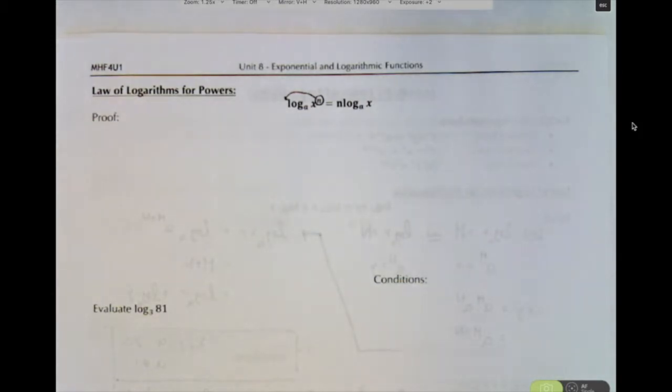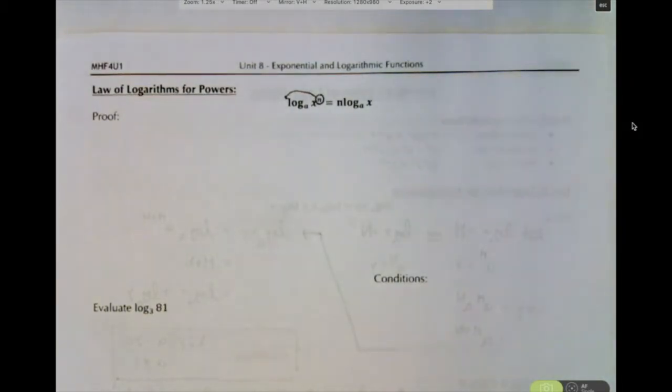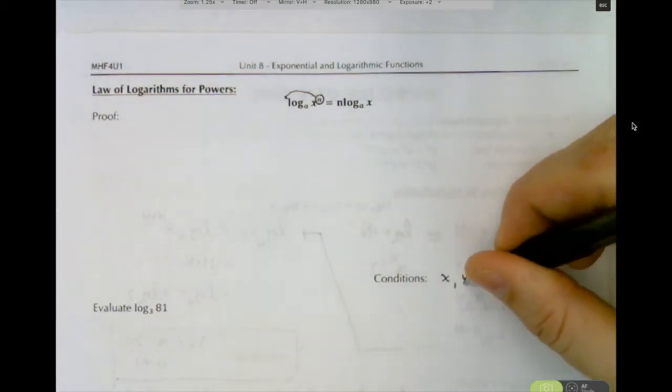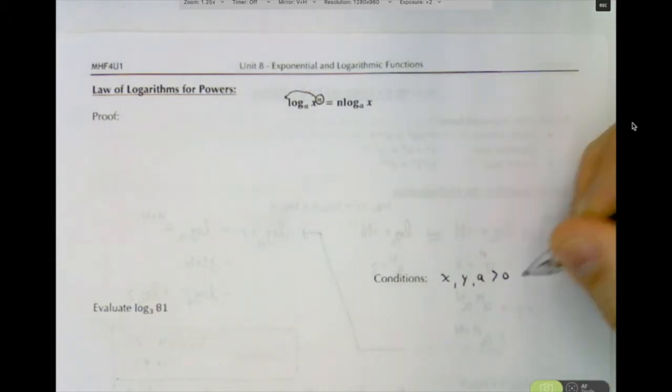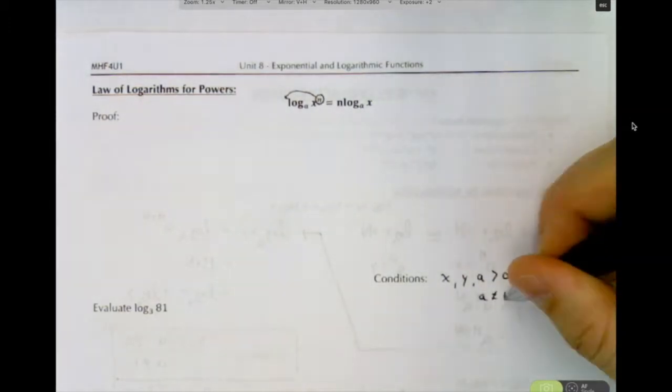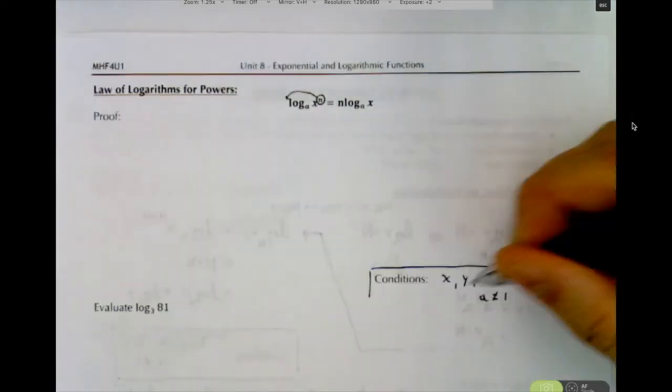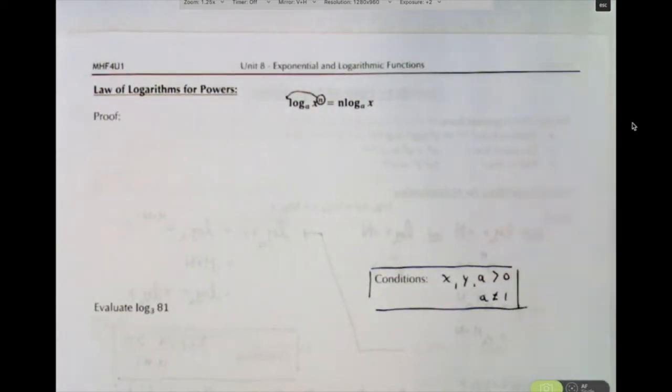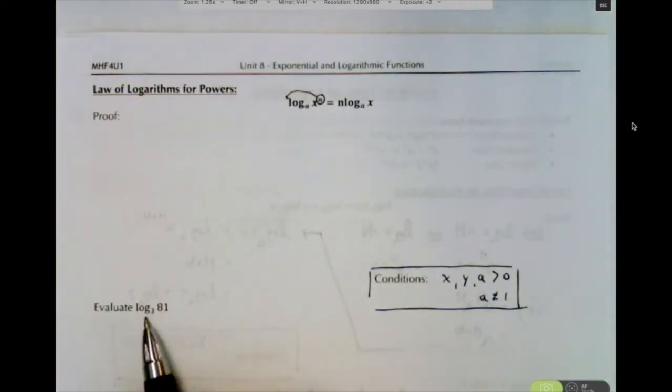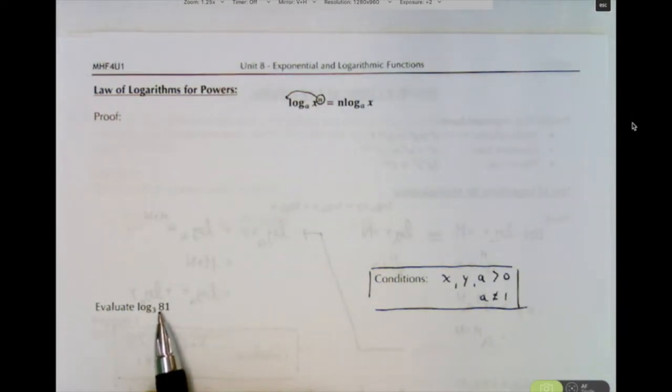So again, we'll start with the example and then the proof. So the conditions again are the same. X, y, and a need to be greater than 0, and a cannot equal 1. So for our example, we have the log of 81 base 3.